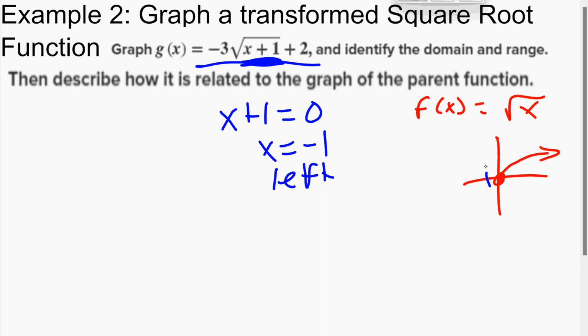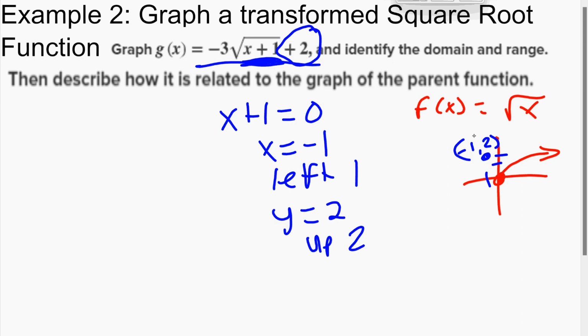x. Now for our y value, we look at this outside, what we're adding on the outside. So that means our y is going to be 2, correct? So that means we're going to be up 2 and left 1. So instead of starting down here at 0, 0, we're now at -1, 2, right? So that's how it kind of changes.